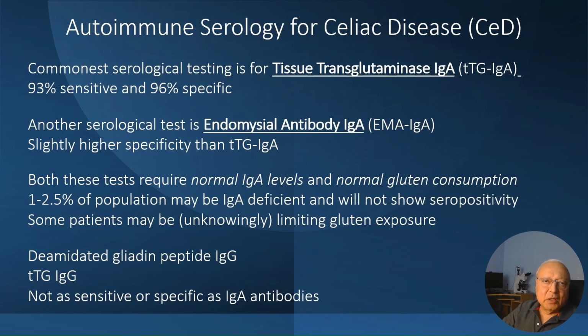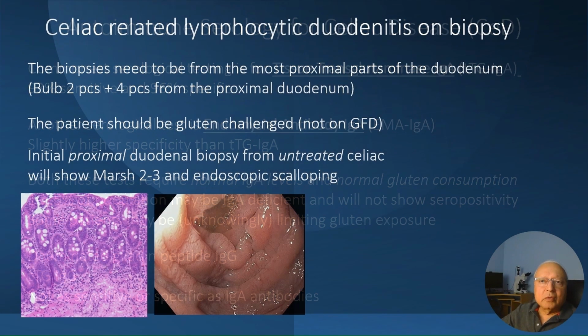And one of them is deamidated gliadin antibody that can be done. And there is an IgG version of TTG antibody that can be done. These are not as sensitive or as specific as the IgA antibodies.